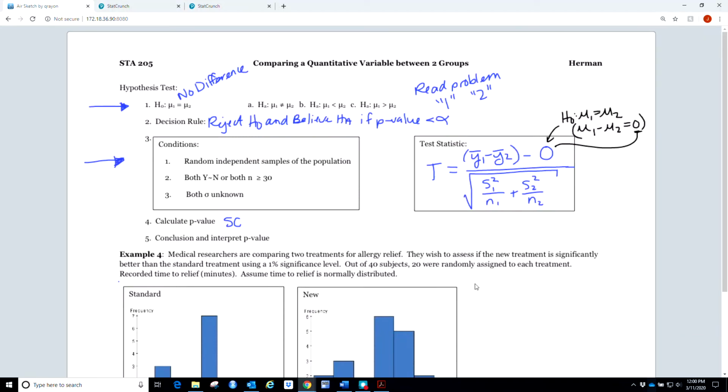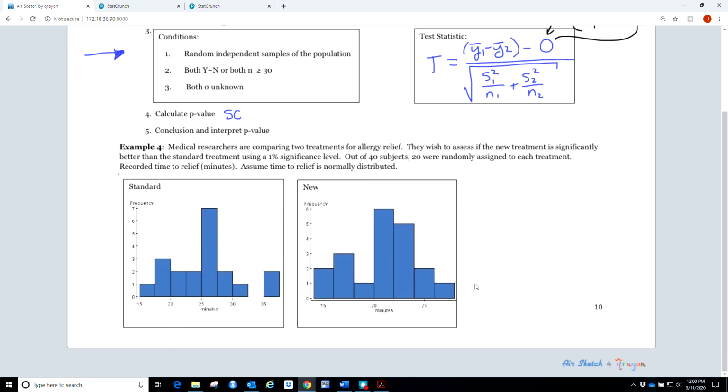So in this video, we're going to do a hypothesis test example for independent samples. Of course, we know that they're going to be independent, but we'll make sure we talk through why they would be independent samples in this specific example.